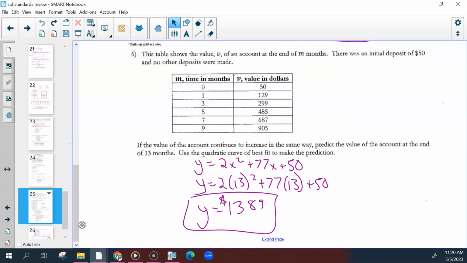For 6, put in the table. It says curve of best fit, so this would be your curve of best fit. You're trying to figure out what would your y value be when x is 13, so 1389.